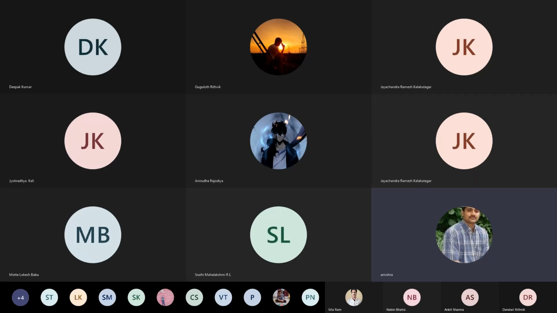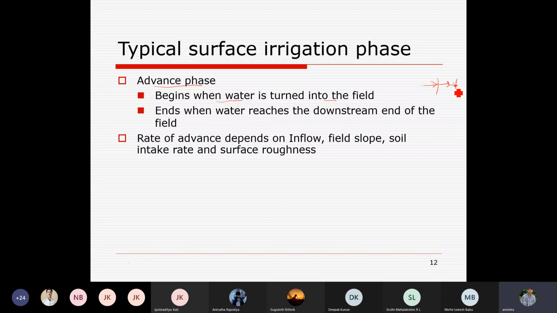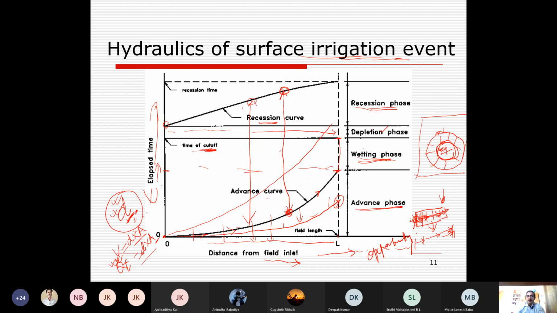...point of the field. That is advancement, meaning it is advancing towards the end. The moment it reaches the end point, the advance phase is finished. Second, it is the wetting phase.